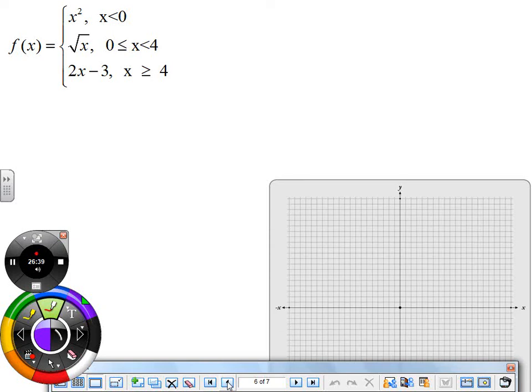Good, 0 and 4, because we have a change in function at 0. 0 is a boundary for that one. Okay, and then the next one starts, but it ends at 4, and then 4 is the boundary for the next one. So we actually have two fences on our graph, one at 0 and one at 4.